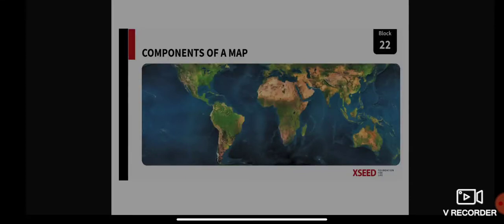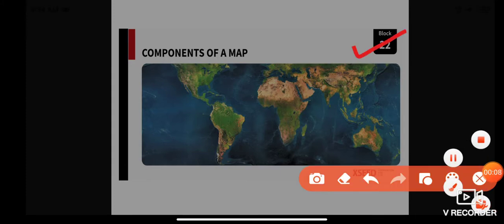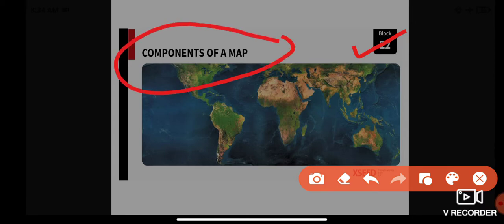So today we will start with a new topic under block 2022. Okay. So the topic of our discussion for today is components of a map. So this is the topic of our discussion for today.